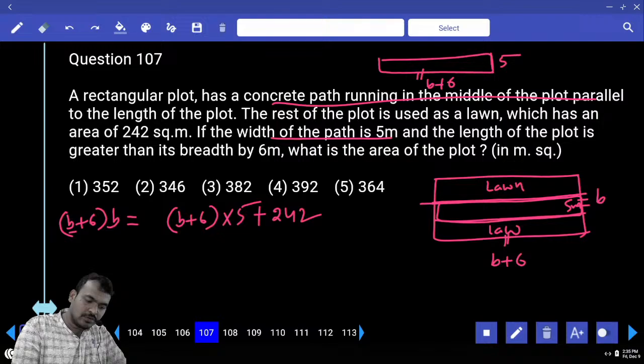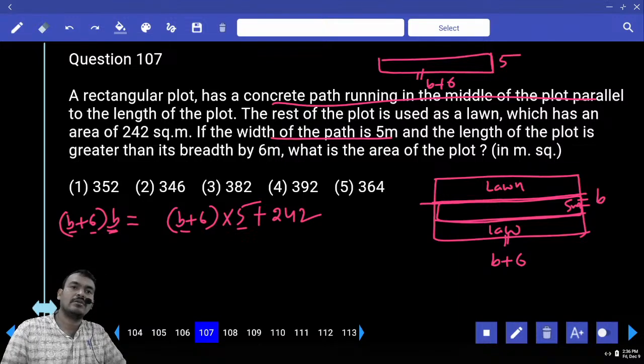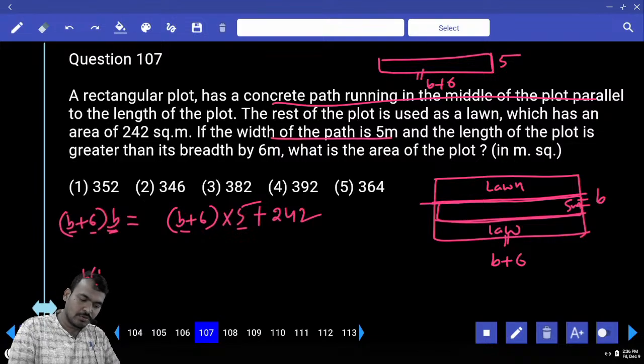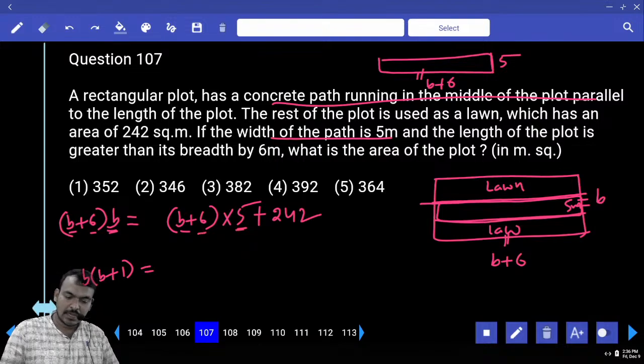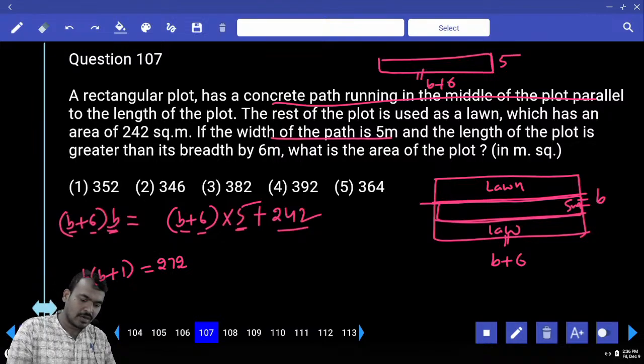First, B into B is B square, 6 into B is 6B, but on the right hand side it is 5B. The difference of 6B and 5B is 1B. So B square plus B. Then we write B into B plus 1, which is equal to 6 into 5, that is 30, plus 242, which is 272. 272 is nearby 16 square. What is 16 square? 256. Compared to 256, 16 more. So B value is 16, B plus 1 is 17.